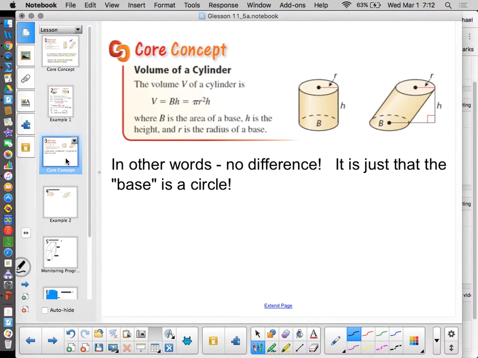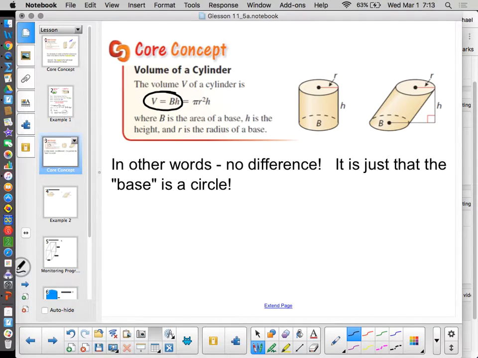Cylinders. Cylinders are not prisms, technically, because the base is not a polygon. The base is a circle. But you want to know what? The formula is exactly the same. It works the same way as a prism. The volume is still the base area times the height. It's just that the base area is now a circle.